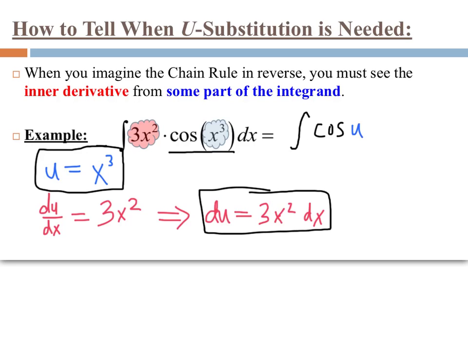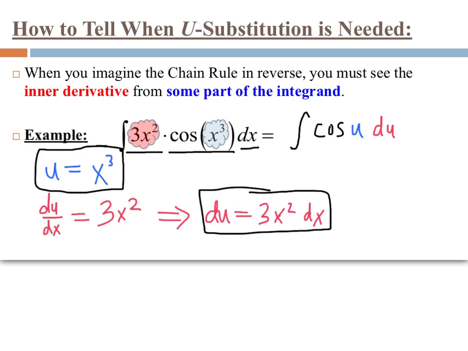Now for the next part, I want to take 3x squared and this dx over there, and I want to substitute it out for whatever 3x squared times dx would give me. Now if you notice right here, 3x squared dx, well that's equal to du. So I can replace both of those things with du.